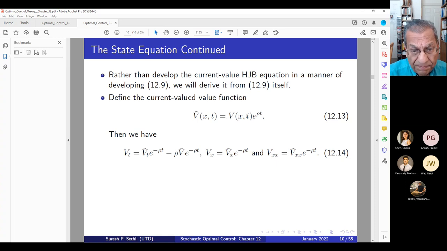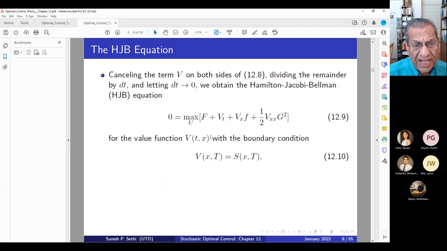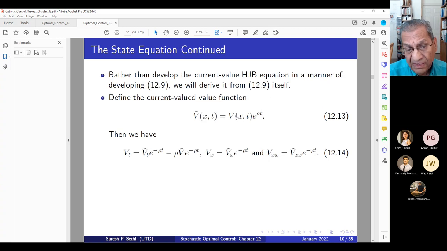Well, the other way, think about it. Present value is the current value times e to the minus rho t. So if you bring it on this side, this becomes e to the minus rho t V tilde. V tilde is the current value. And if you want the present value, then you multiply by e to the minus rho t and you get the V. So wherever I multiply V by e to the rho t, I should be able to get a V tilde formula. To do that, we go to that equation and transform it to current value, an equation for V tilde. We have an equation for V, and we know what V tilde is, so we should be able to get an equation for V times e to the rho t.